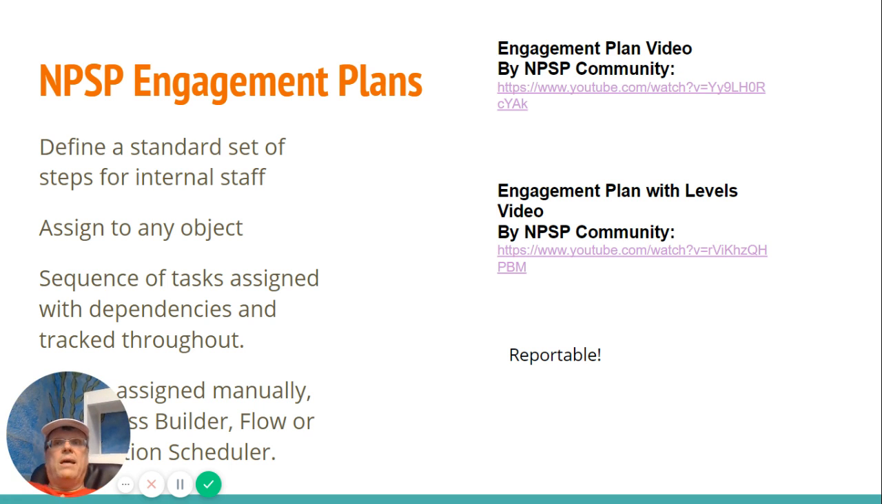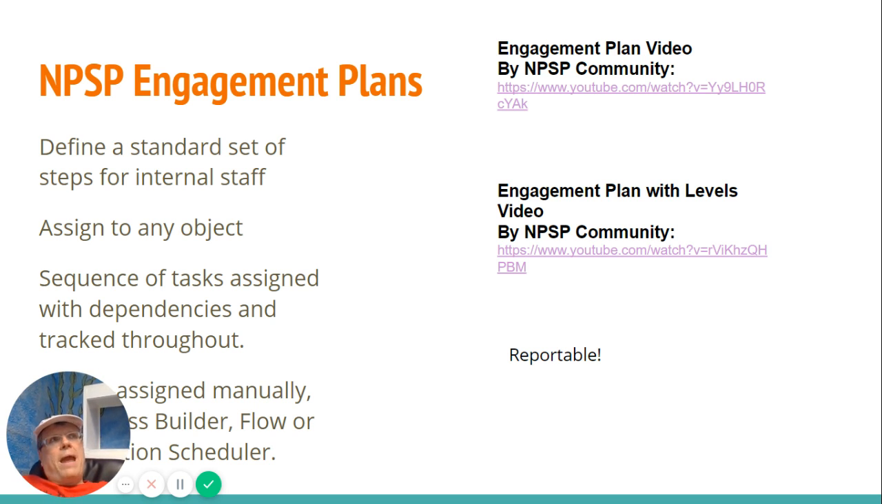An engagement plan template can be assigned to any object. It comes pre-configured for some standard objects, but we can add more of them. That sequence of tasks can have dependencies and can be tracked throughout. We don't have to create the task until a certain task has been done. We can reassign the schedule based on, well, we want that task not to happen until 7 days after the previous task. And all of that stuff is actually built into the engagement plan templating tool, which is very nice.